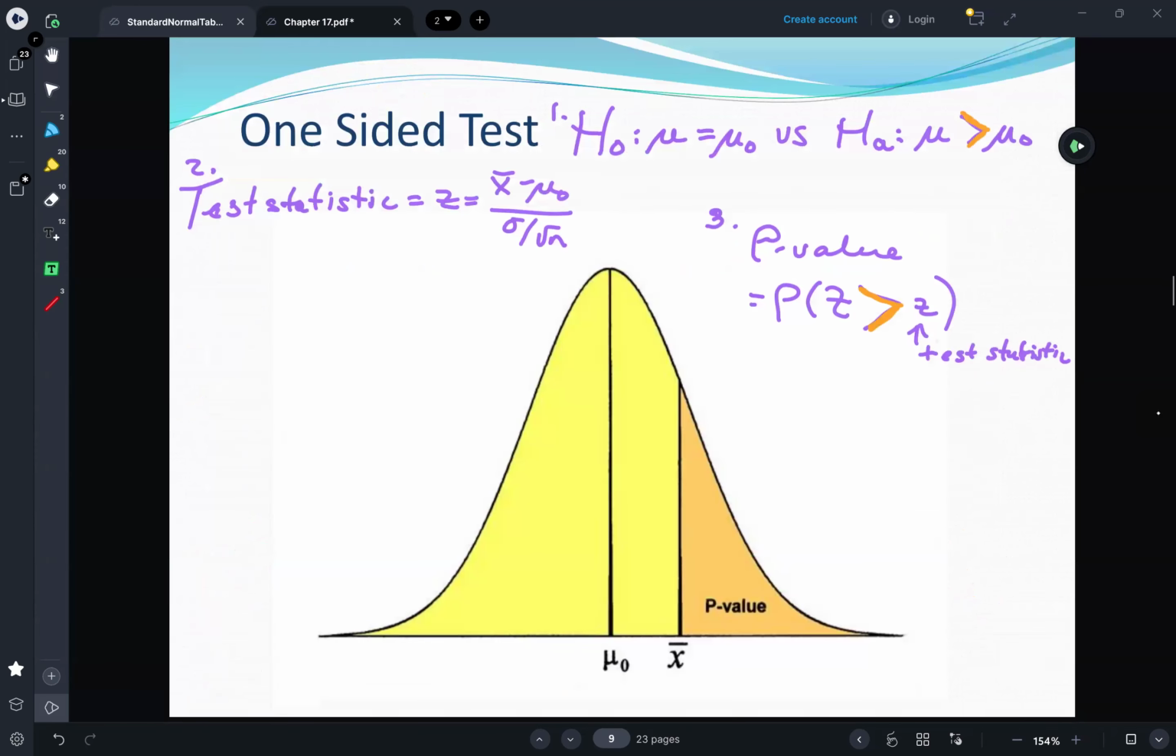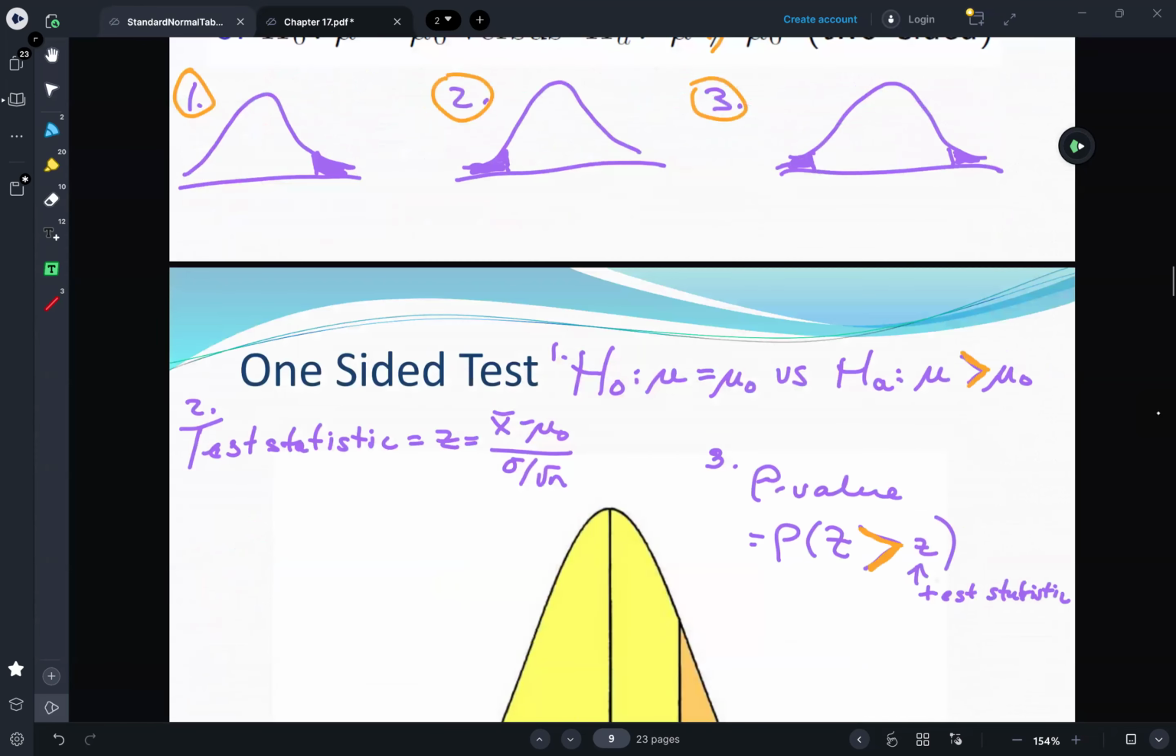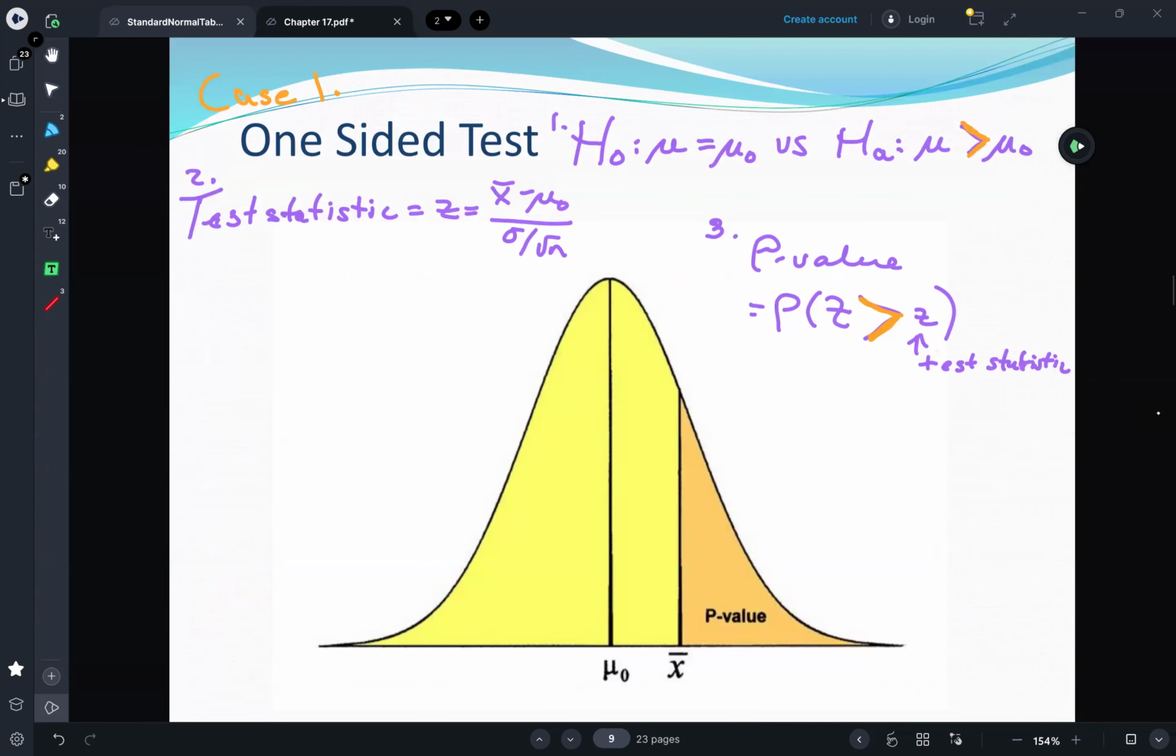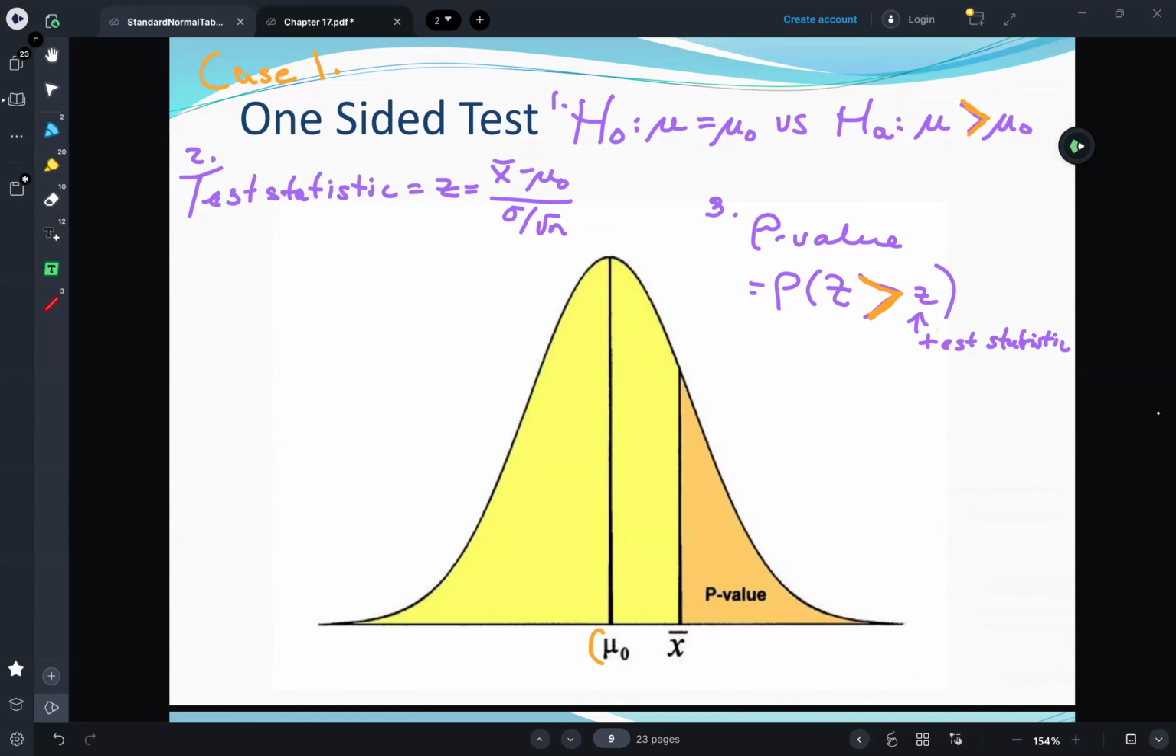If we look at the one-sided test, this is like case one. We have our null hypothesis where mu is equal to some hypothesized value, the mean. We know it has to be equal because it's the null hypothesis. And versus the alternative, which is greater than. So right away, we have a one-sided test.